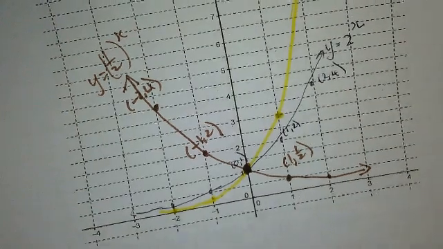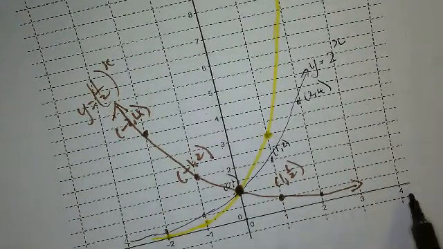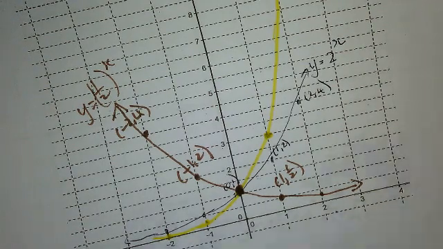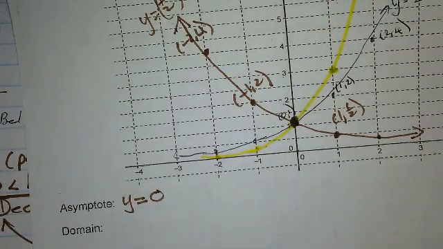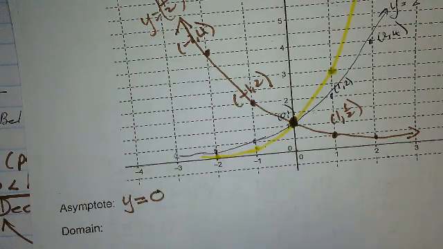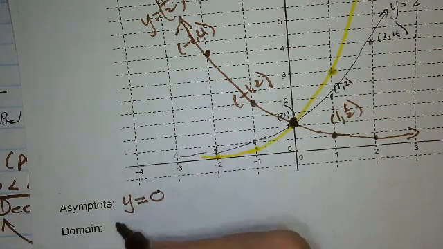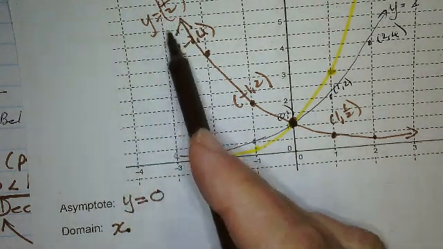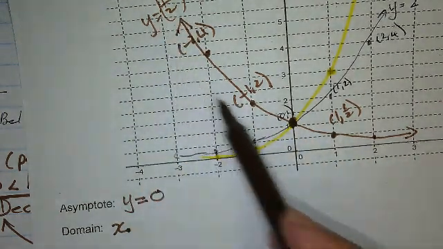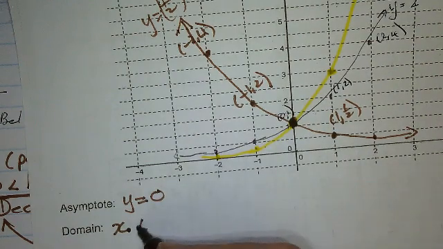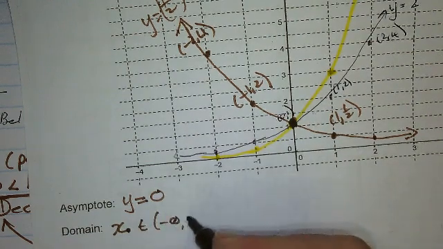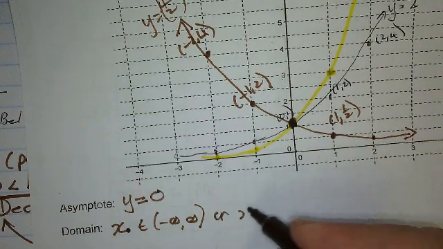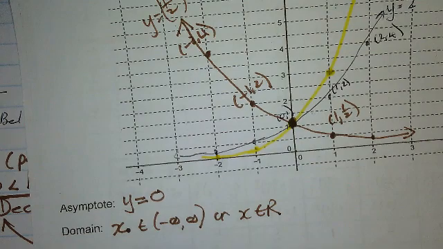So it never reaches your x-axis there, so it will be y equals 0. That's my asymptote. With this exponential, we only got one asymptote. Domain will be my x values. And if I look at that, my x values I'm using there. If I look at my x values, you're using negative infinity, positive infinity, no exclusions. Or you can say x element of real numbers.